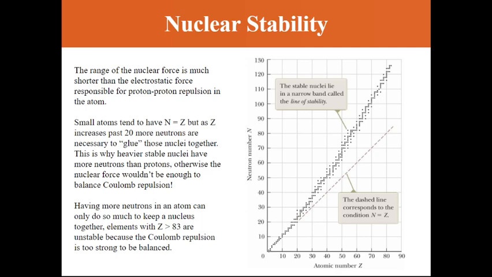However, at some point, which is at elements beyond an atomic number of 83, no matter how many neutrons you add, you get diminishing returns on the glue effect of the nuclear force, and the Coulomb repulsion between the protons is too strong, so the nucleus is unstable and is prone to radioactive decay. So we'll talk about radioactive nuclei later in section 44.4. Anyways, that's all for now. I hope you join me next time.